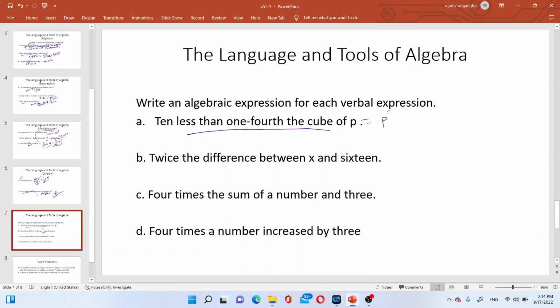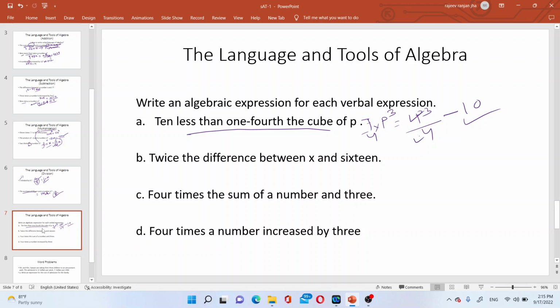See, the number is p, and its cube can be denoted by p cubed. And now 1/4 of p cubed, you remember that is multiplication, so it is 1 by 4 into p cubed, so it becomes p cubed by 4. And now what is it saying? 10 less than. So p cubed by 4 minus 10. So what is this? This is the cube of number p, this is 1/4 of that, and this is 10 less than this. Okay. Second question, you also try: twice the difference between x and 16. Okay. This is actually a bit easy. So I'm just waiting for you to finish it off.